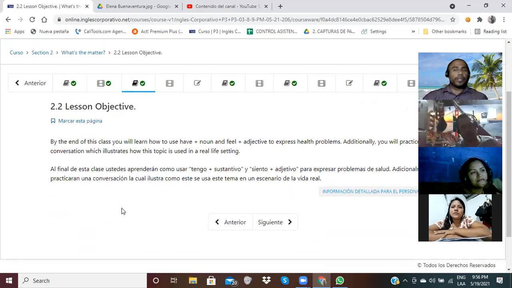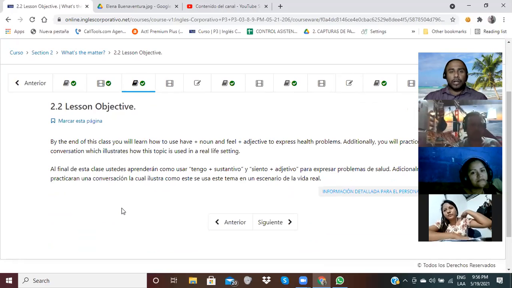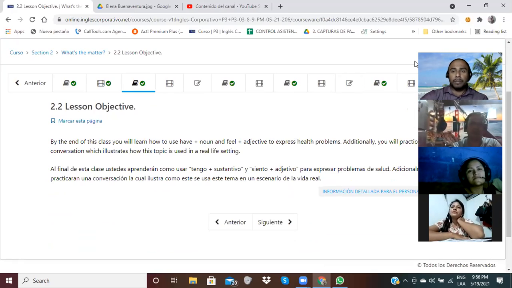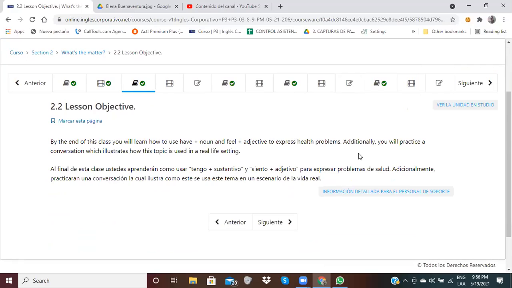Now we are going to look at section 2.2. By the end of this class, you will learn how to use have plus noun and feel plus adjective to express health problems. Additionally, you will practice a conversation which illustrates how this topic is used in a real life setting.